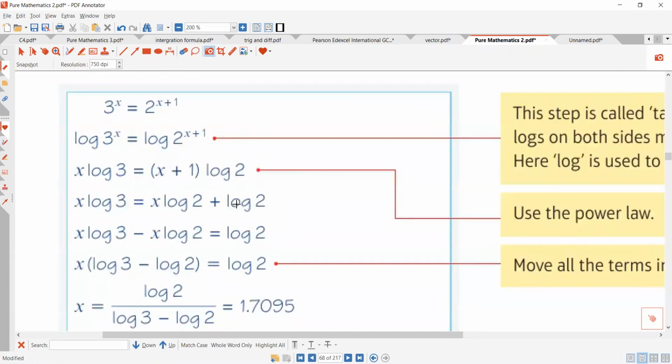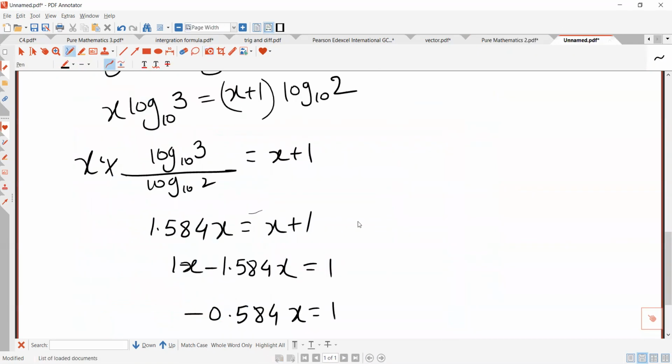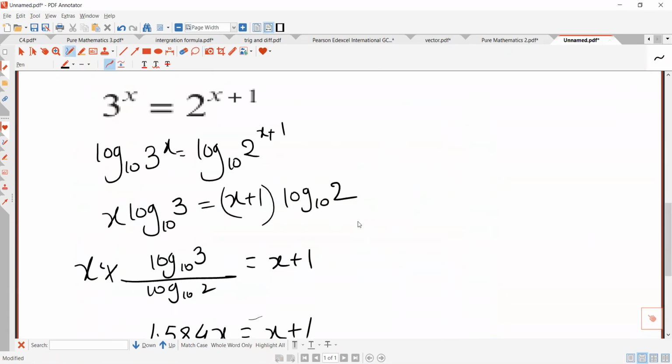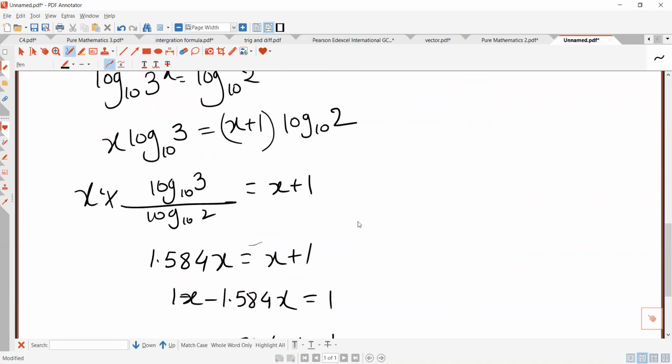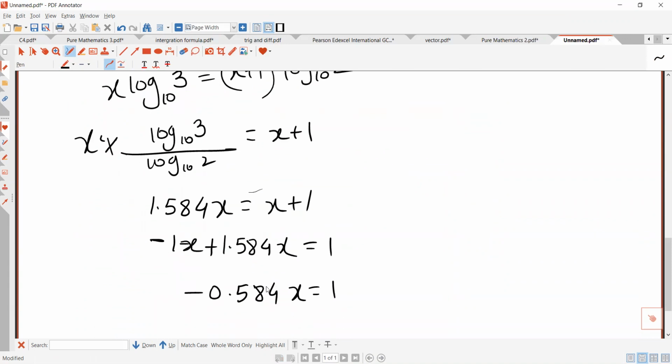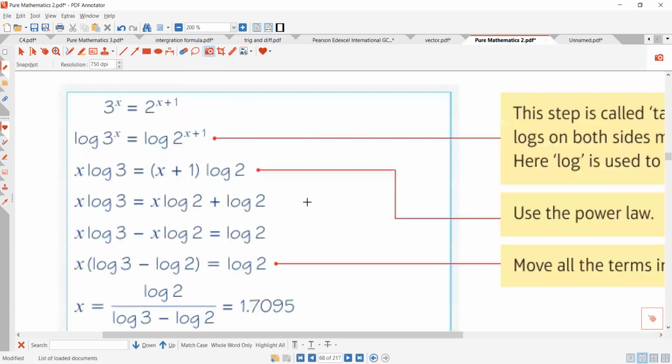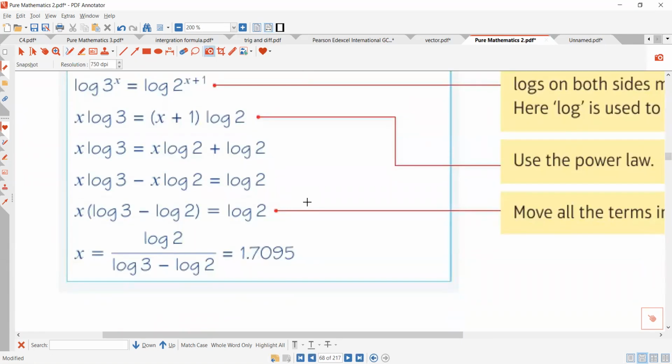Bhaiya, you wrote wrong over here. What did I write wrong? It should be minus 1x. Oh yes, it should be minus 1x. Okay. How much are you guys getting? 1 divided by 0.584. How much is it? Calculator, 1 divided by 0.584. 1.7095. So all of you understood how to do this sum?